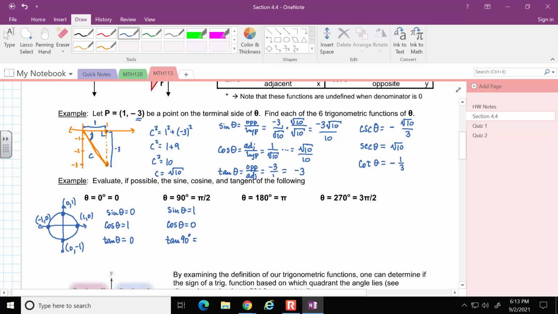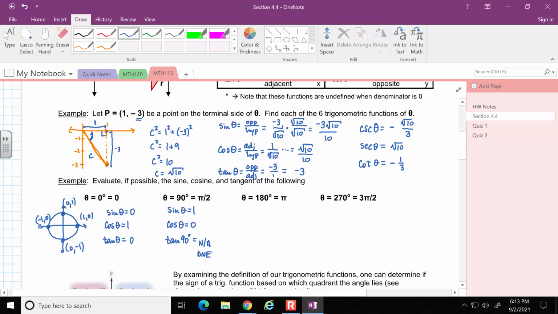Anybody? Plug it in if you're not sure. What is the tangent of 90 degrees? Anybody get anything? Should be undefined, right? Because you have 1 over 0. You can't divide by 0. So it's NA, or does not exist.